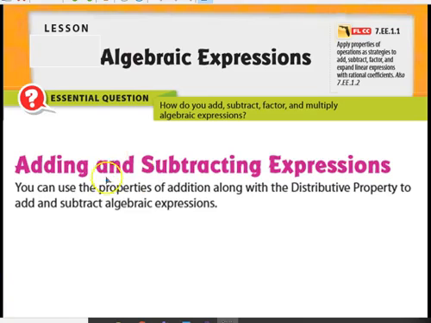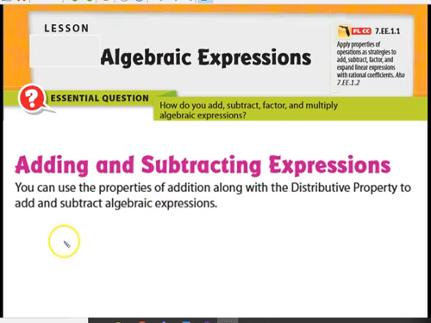So we're gonna go over 6.1 today. This is algebraic expressions, so adding and subtracting expressions. You can use the properties of addition along with the distributive property to add and subtract algebraic expressions.